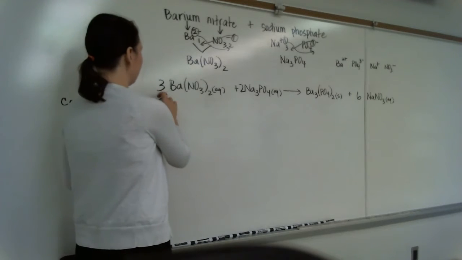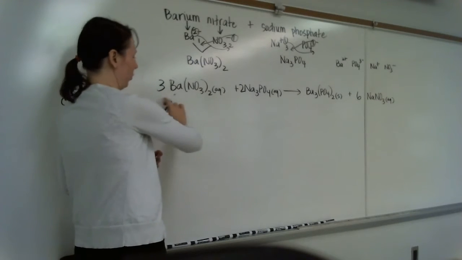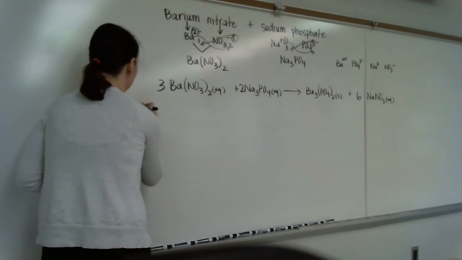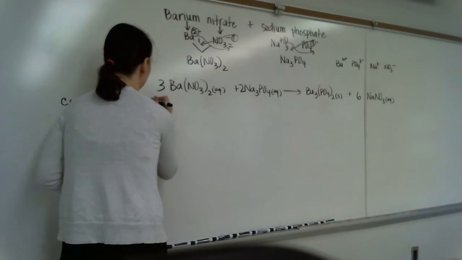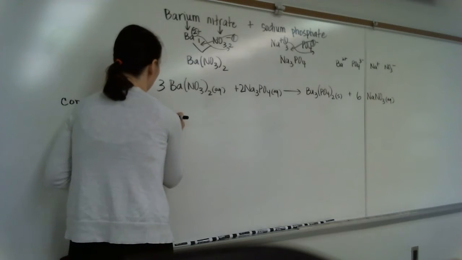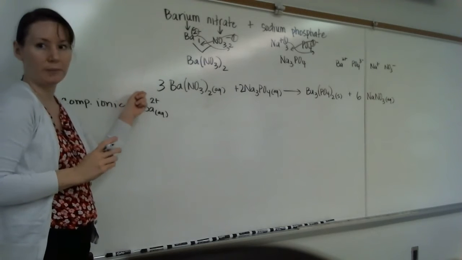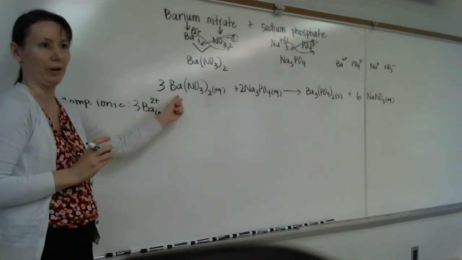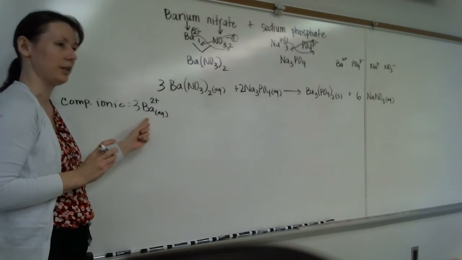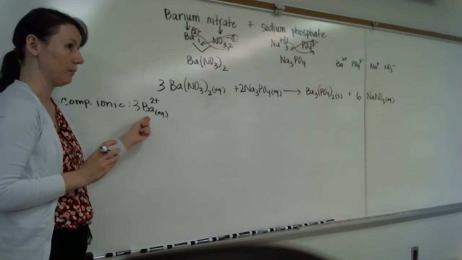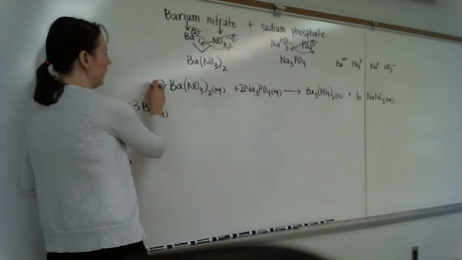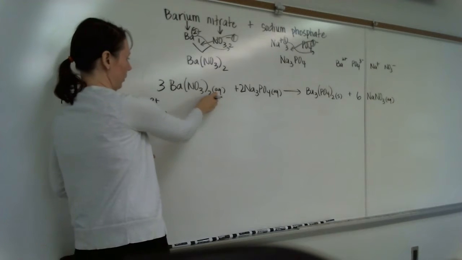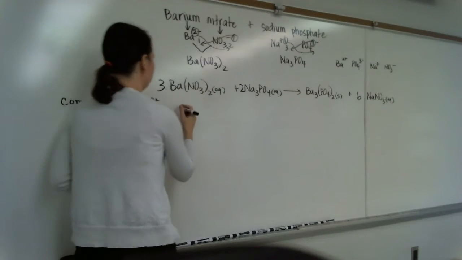All right, now this 3 gets distributed across the whole thing. So when this dissociates, you've got 3 Ba2+ aqueous, right? Don't forget the charges, because this is made out of barium ion, not barium metal. So when it dissociates, it's dissociating into barium ion, not barium metal, okay? Now, 3 times how many nitrates are here? 2, so 3 times 2, that would be 6.